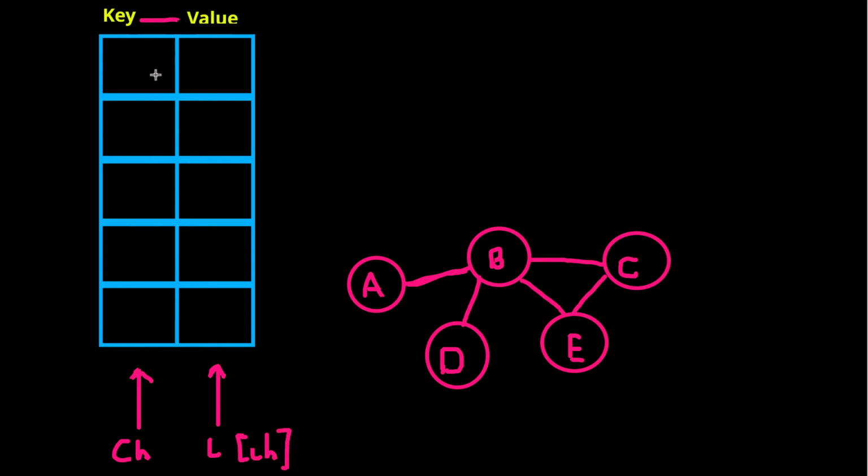So let's start. We can see here that A connects to just a single node, and that single node is B. So we write A as our key, and the nodes that it connects to is just B.